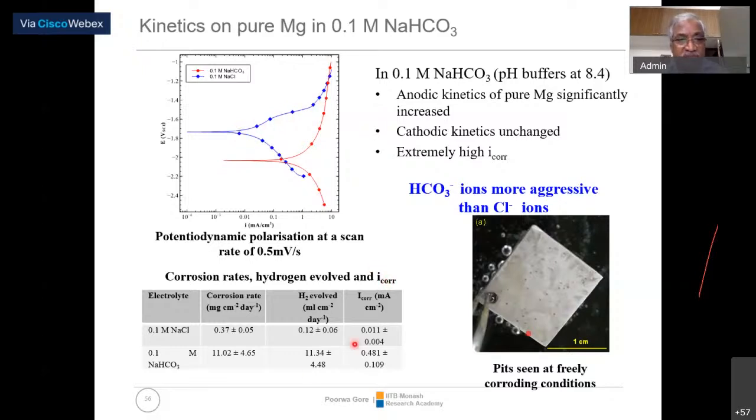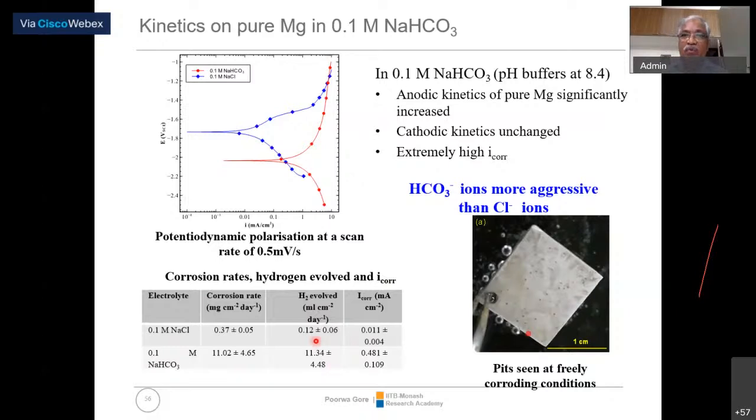Now, she calculated the hydrogen evolution on magnesium using sodium chloride solution, and she found the hydrogen evolved in this is about 0.2 ml per centimeter square per day. This is the amount of hydrogen that evolves here. When you put it in a sodium bicarbonate solution, you see you have a huge amount of hydrogen. About 11 ml of hydrogen is evolved on magnesium in bicarbonate. That means if you remove the film on the surface, you find there is more hydrogen evolution. If you have a film on the surface, the hydrogen evolution becomes very little.